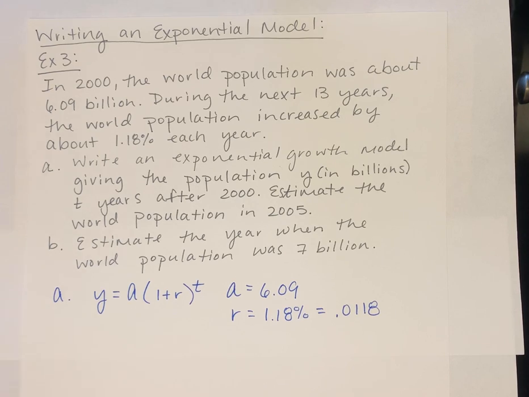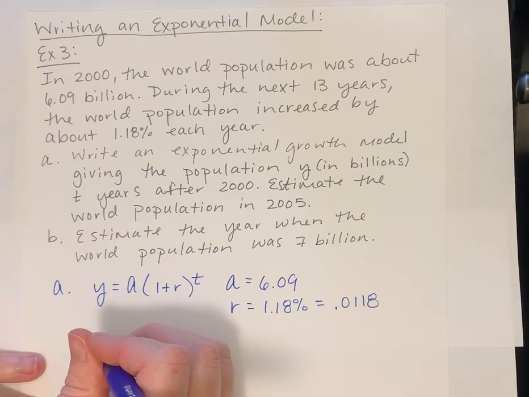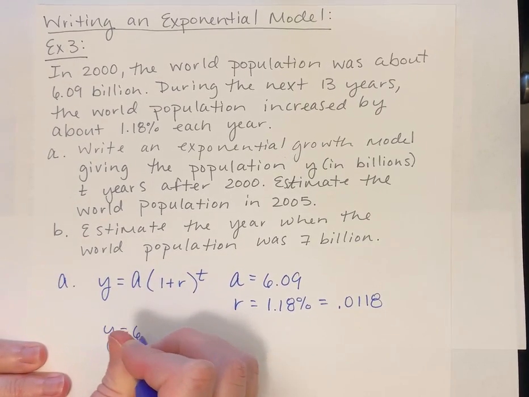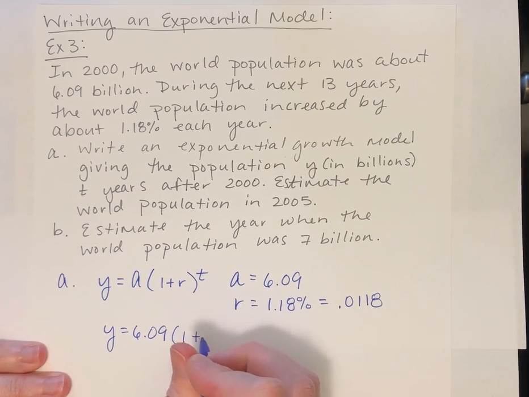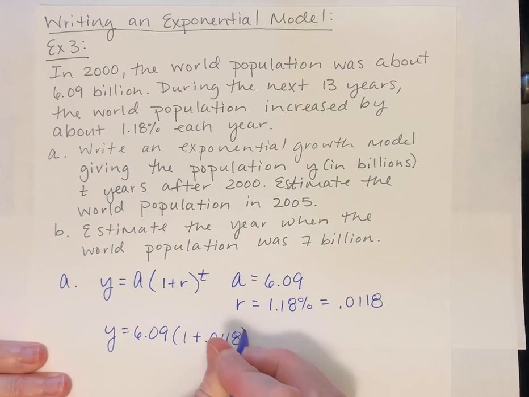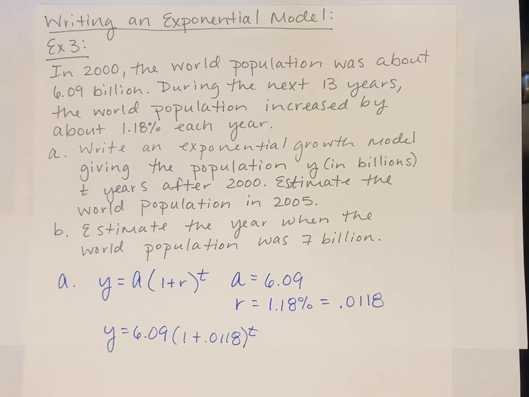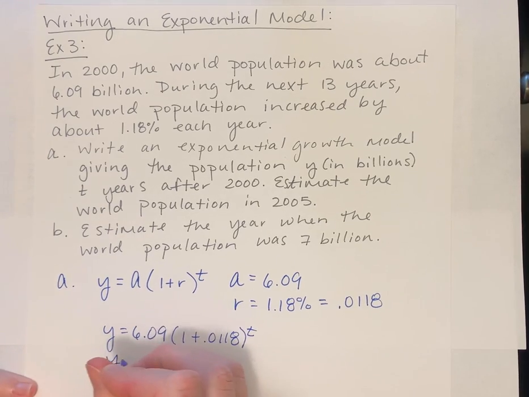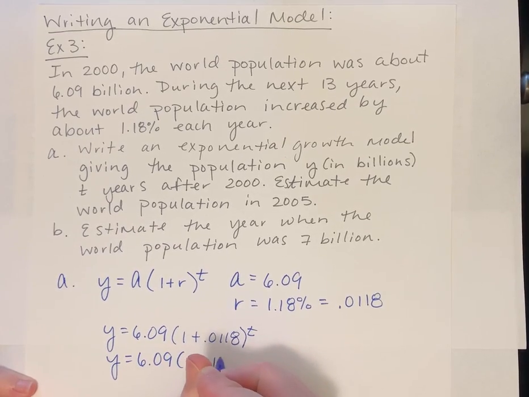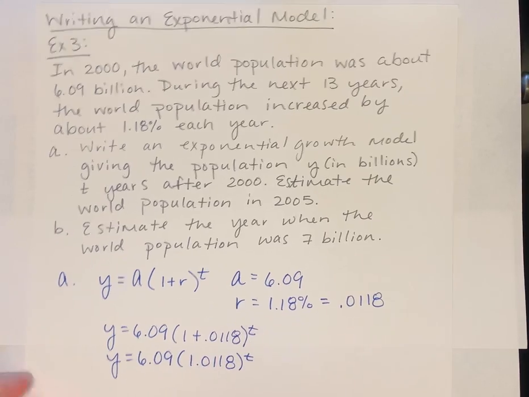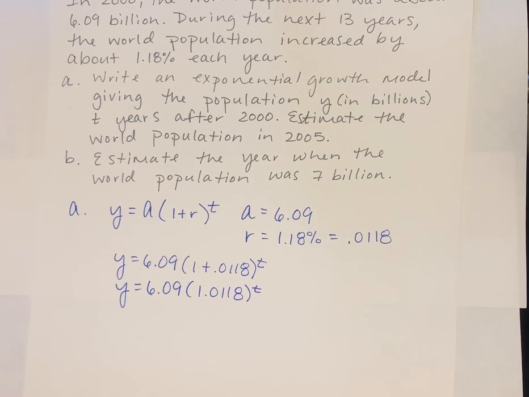All right, so let's write our function. So y equals 6.09 times 1 plus 0.0118 to the t. And then we're just going to simplify. So y equals 6.09 times 1.0118 to the t. That's it for part A. Well, for writing the function anyway, I forgot.